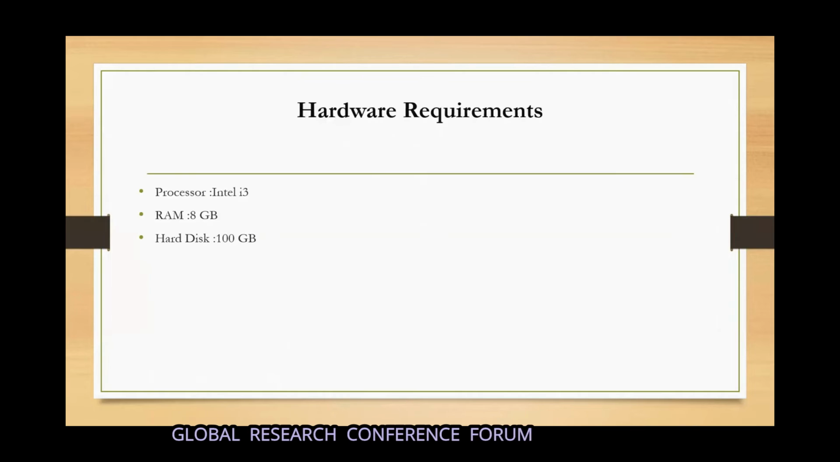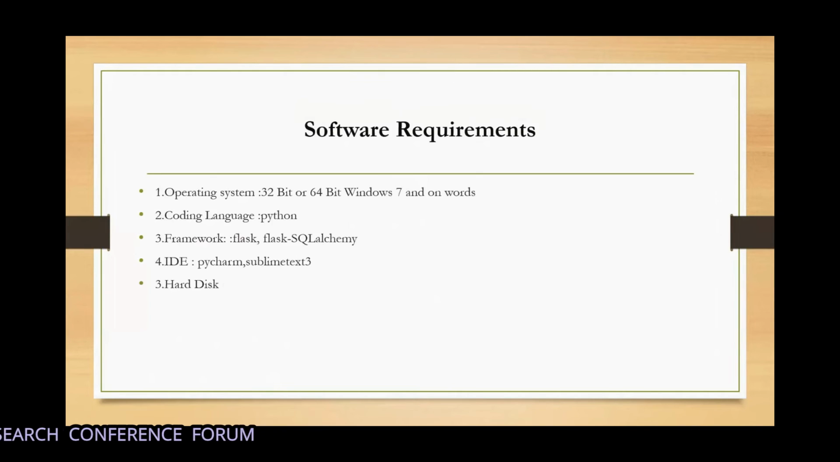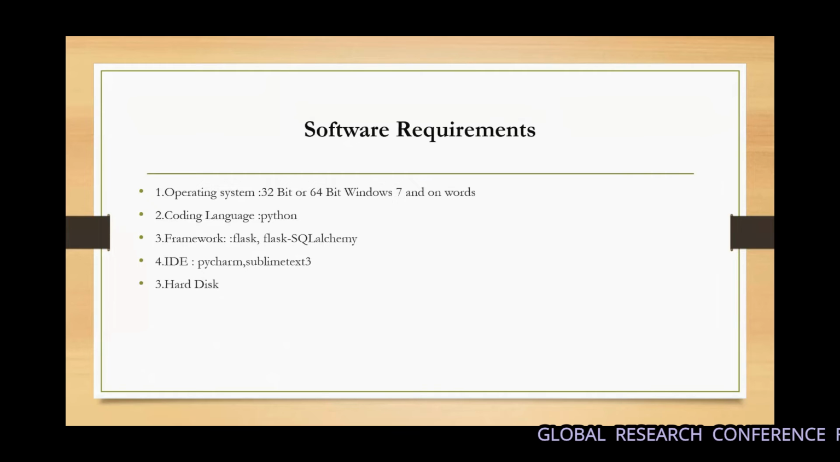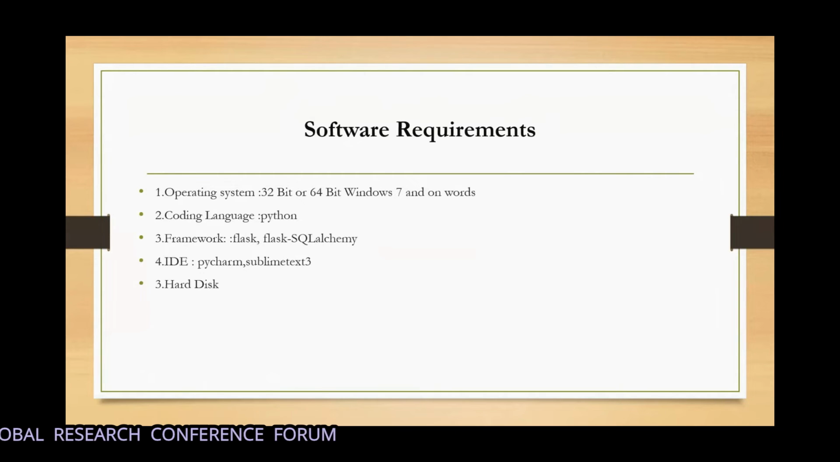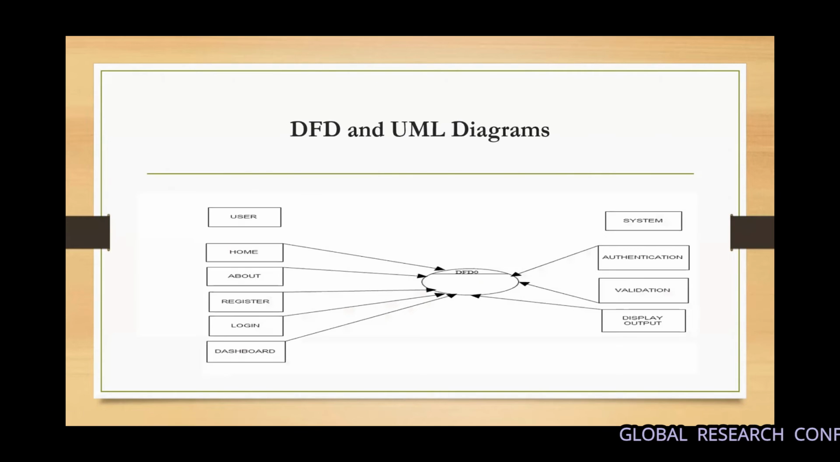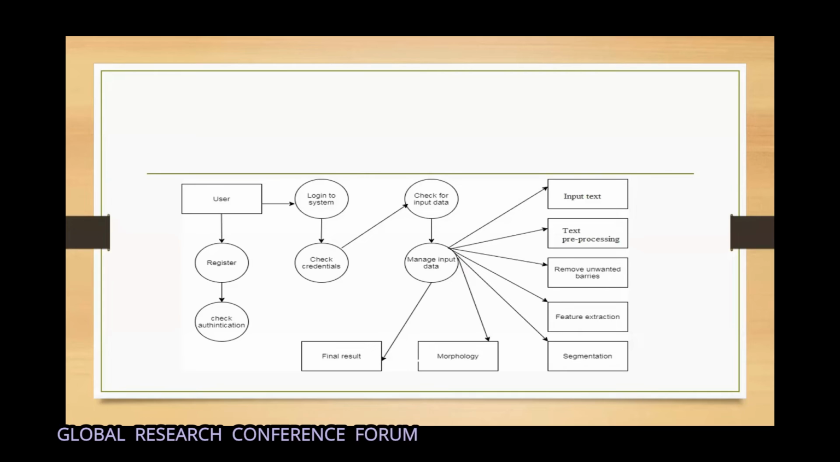Next, these are the hardware requirements. These are some software requirements. The operating system is 32-bit or 64-bit, Windows 7 onwards. We are using the Python language here. The framework is Flask. This is the DFD level 0 diagram, and the DFD level 3 diagram.